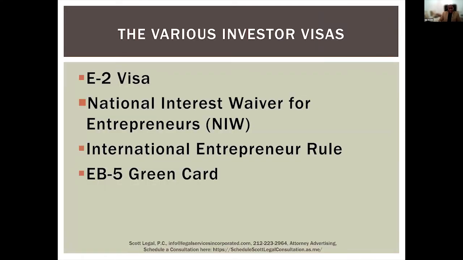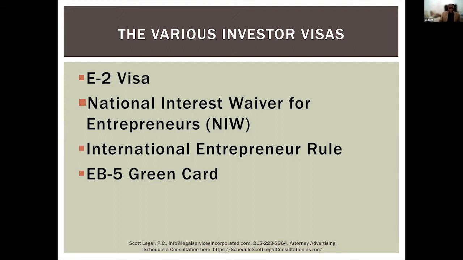So, as I mentioned, the presentation today is about investor visas, and we're really going to focus on 4 different types of investor visas, the ones that you see listed on this slide: the E2 visa, the National Interest Waiver for entrepreneurs, which is a green card, the International Entrepreneur Rule, which is a relatively new program. I'll explain that when we get to it, and then the EB5, which is another type of investor green card option.